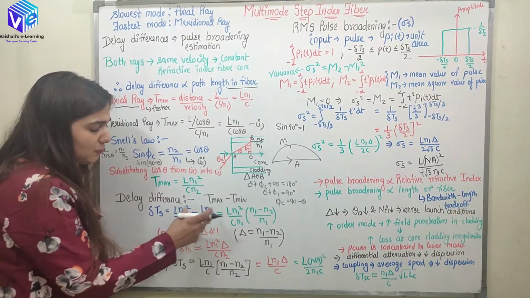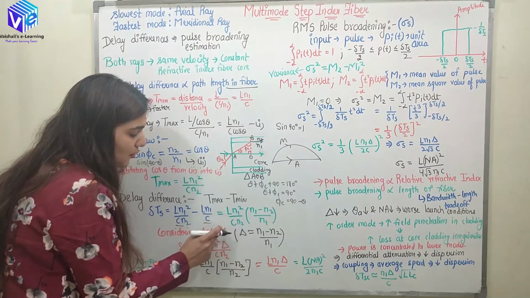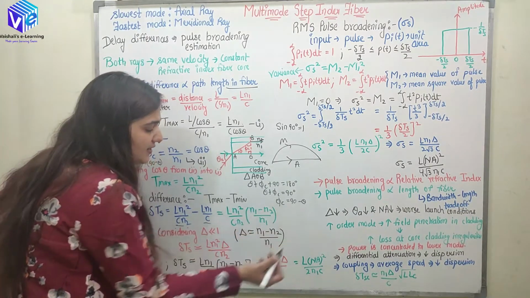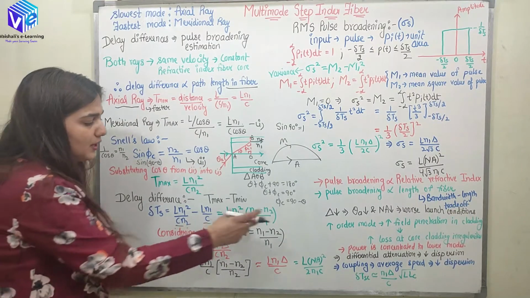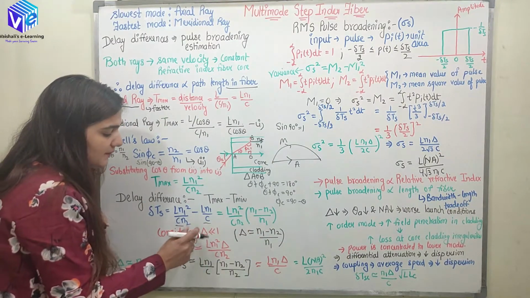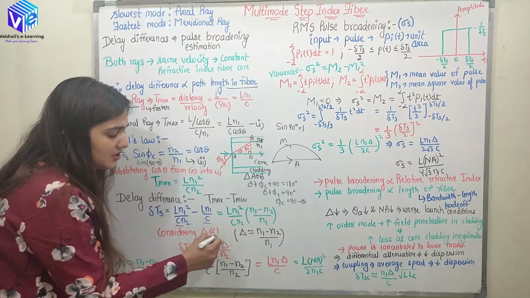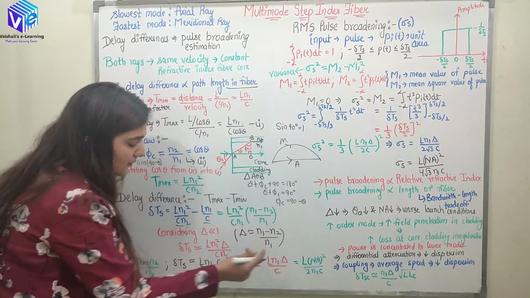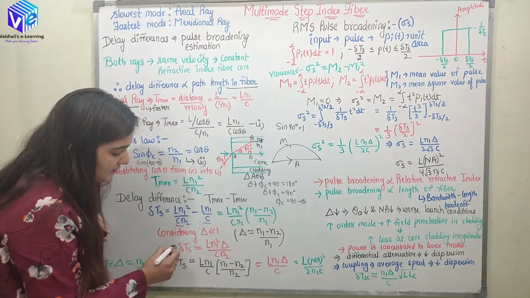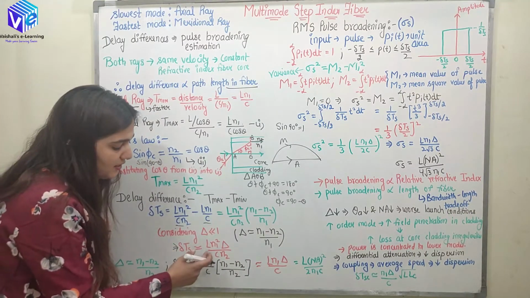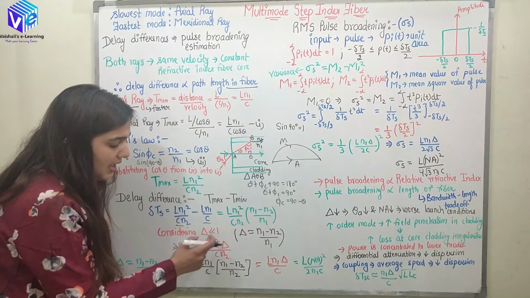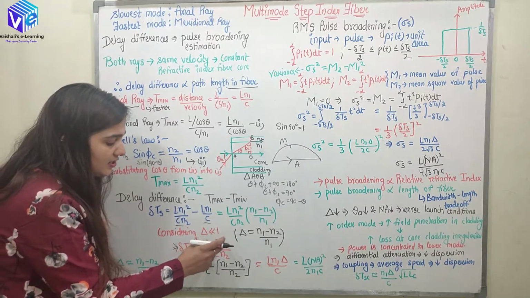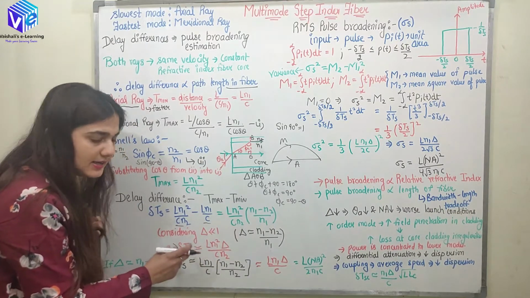So simple equations. Now L n1 square upon C n2, I have taken the common, and I would be left out with n1 minus n2 upon n1. Now if I am considering the relative refractive index to be very much less than 1, I can consider it to be nearly equal to n1 minus n2 upon n1, and this is how I can represent the delay difference, that is delta Ts, to be nearly equal to L n1 square delta upon C n2, right? So this is the relation that I have found out for the delay difference.